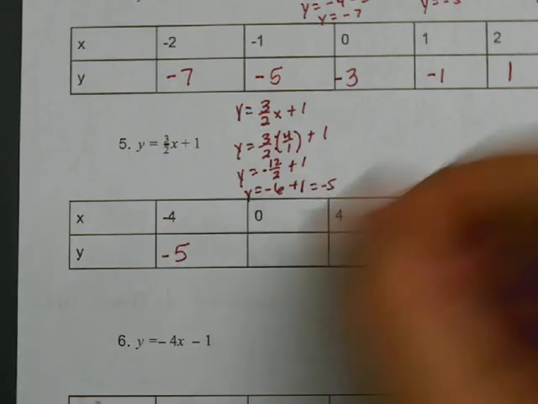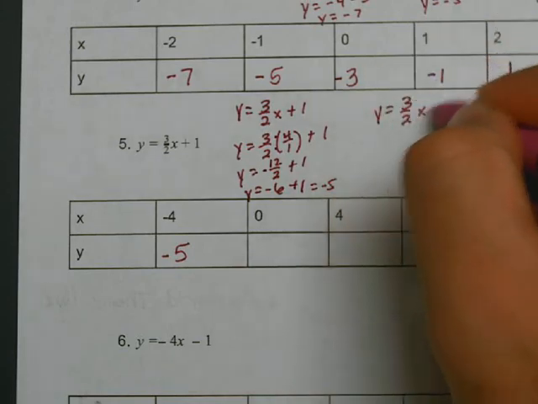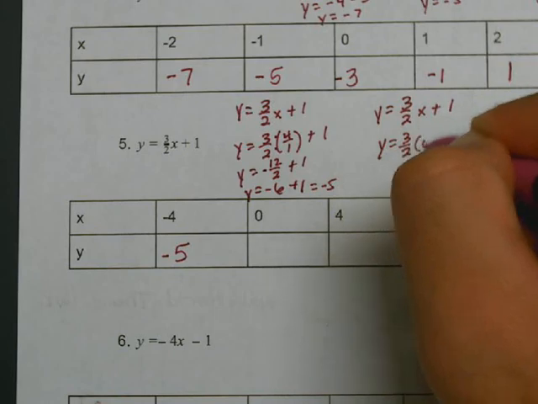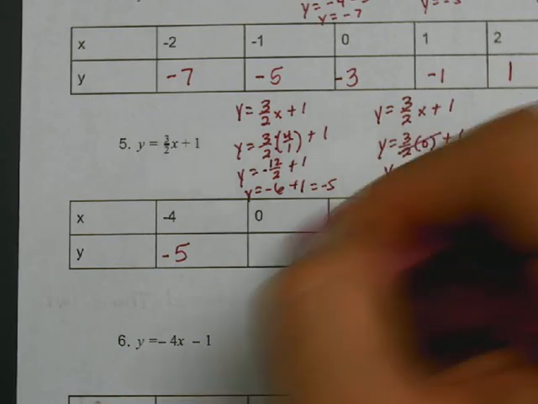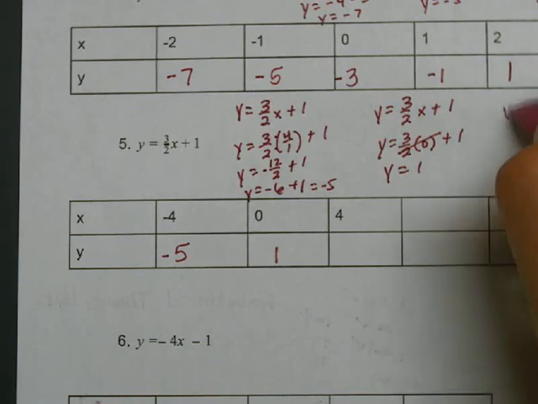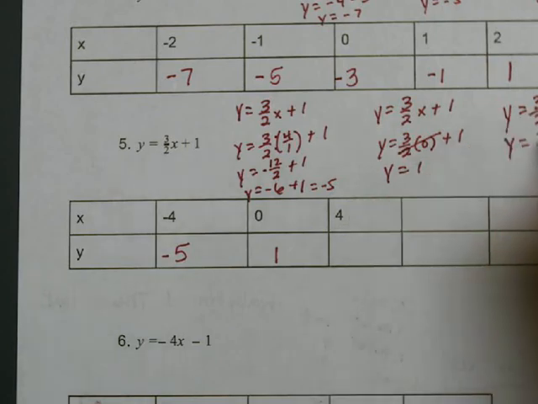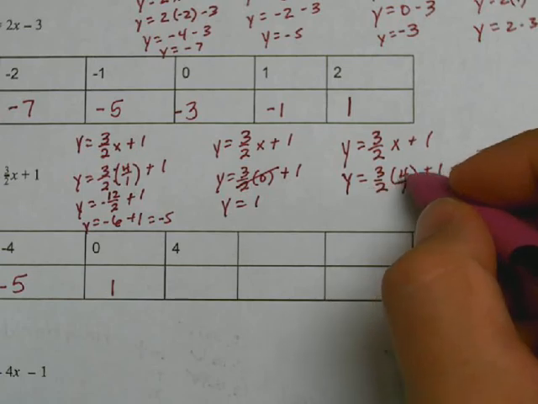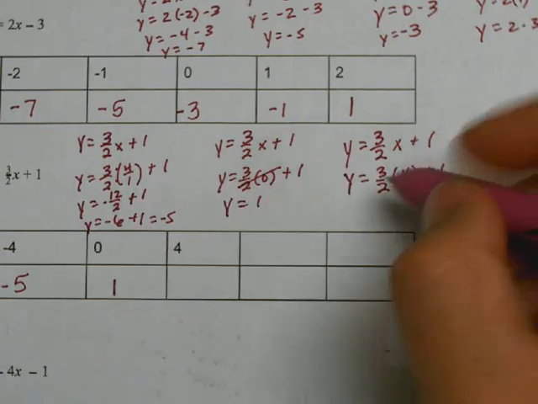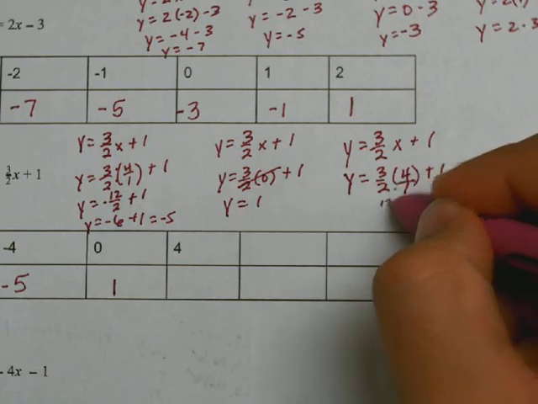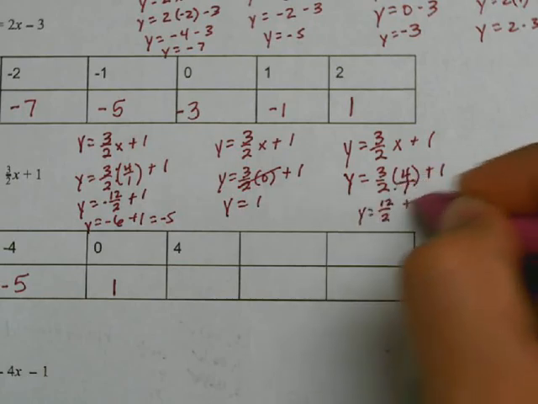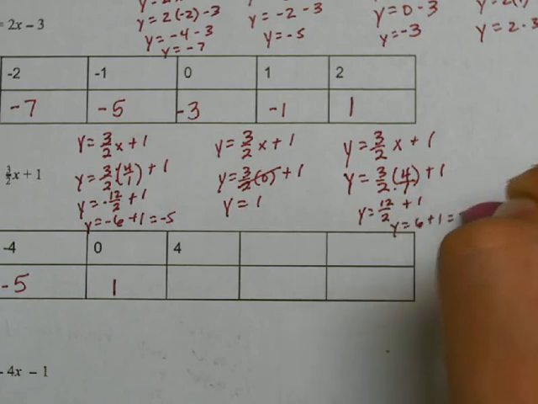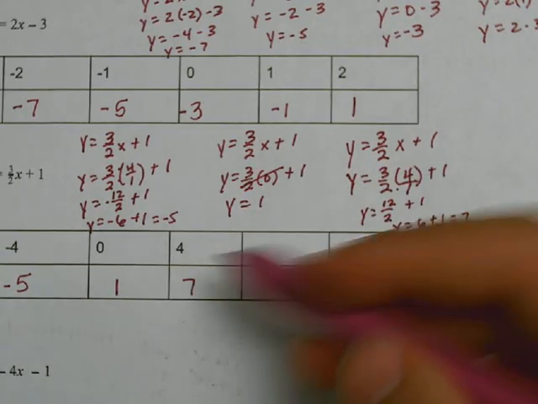Now 0. So y equals 3 halves x plus 1. So y equals 3 halves times 0 plus 1. That just cancels, leaving me with y equals 1. Now when you go to the next one, y equals 3 halves x plus 1. Substitute 4 in for x. Y equals 3 halves times 4 plus 1. And you could say 4 over 1, right? So 3 times 4 is 12. So you get 12 over 2. Y equals 12 over 2 plus 1, which is y equals 6 plus 1, which is 7. So when x is positive 4, y is 7.